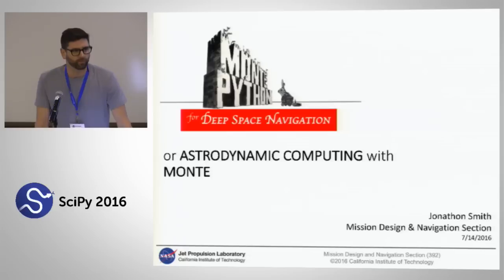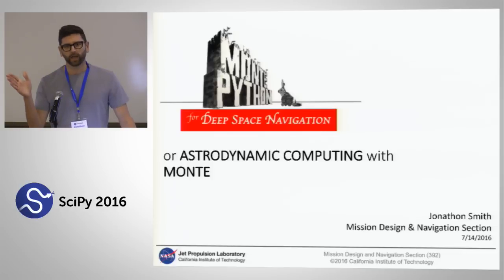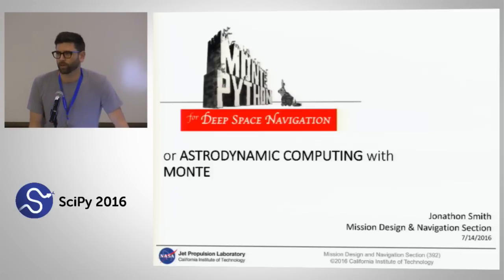And today I'm going to be talking about an in-house software set that we built called the Mission Analysis, Operations, and Navigation Toolkit Environment, otherwise known as Monty Python. At JPL, we use Monty primarily for deep space navigation, so we use it to fly NASA's probes to wherever they're going in the solar system. That's why this talk is titled Monty Python for Deep Space Navigation.